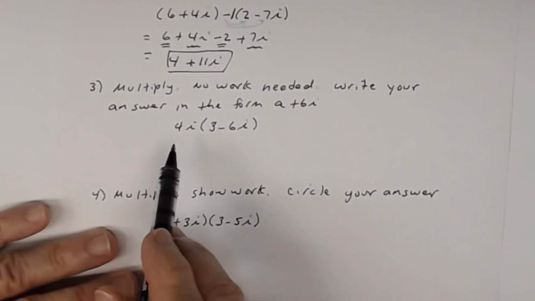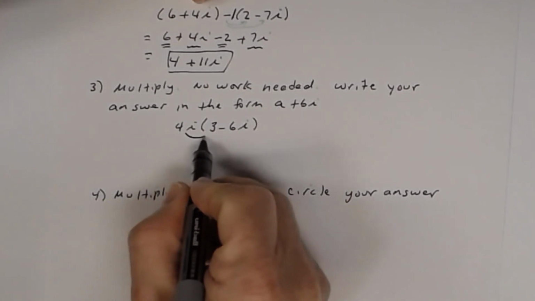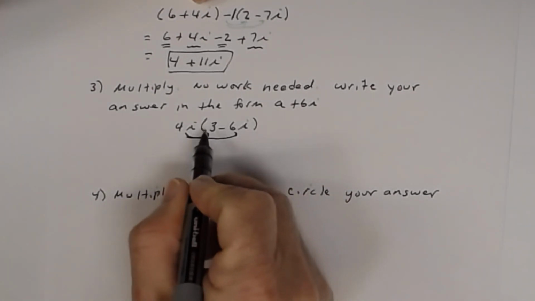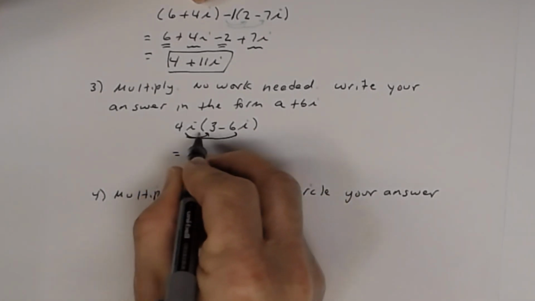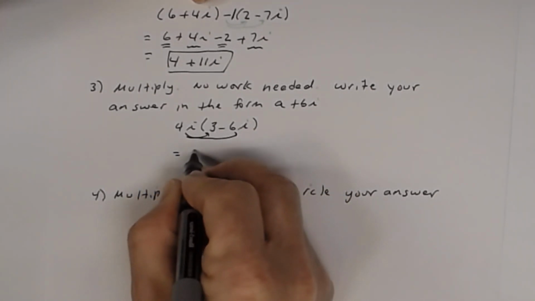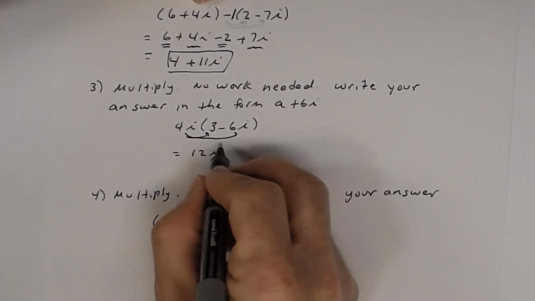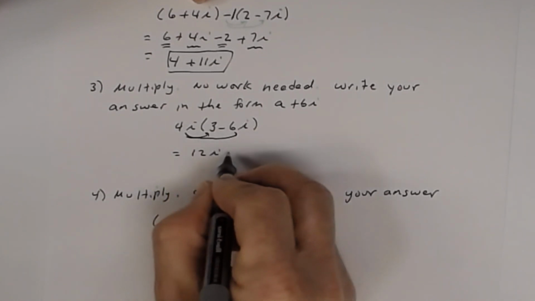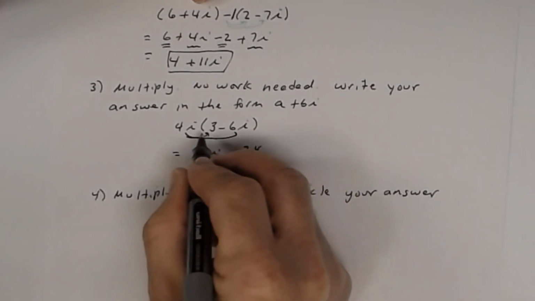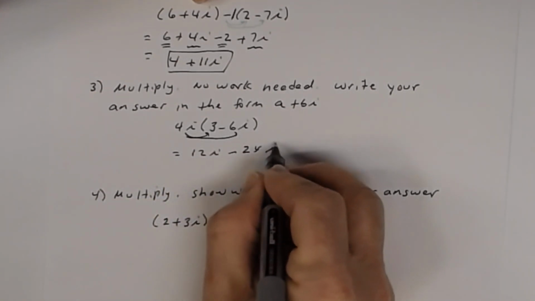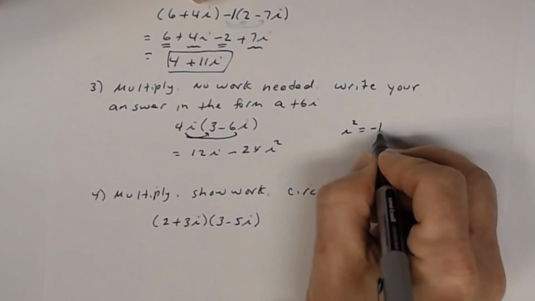Okay, number three. So number three, you're going to use the distributive property for this one. And so every term that's inside this parentheses, you're going to multiply by 4i. So we have 4 times 3i, which is 12i. And then 4 times a negative 6i is going to be a negative 24, because 4 times negative 6 is negative 24. And then remember, i times i is i squared. Now you have to remember the fact that i squared is defined to be a negative 1.